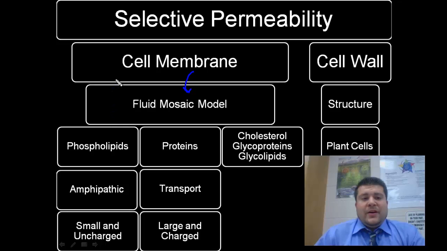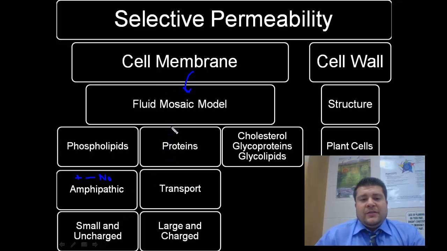The cell membrane is going to consist of phospholipids, and these phospholipids, just like I was saying before, are amphipathic. What that means is that there's one side that's charged and one side that's not charged, the polar heads and non-polar tails, and they will allow for small things to move in and out, and also uncharged things to move in and out.